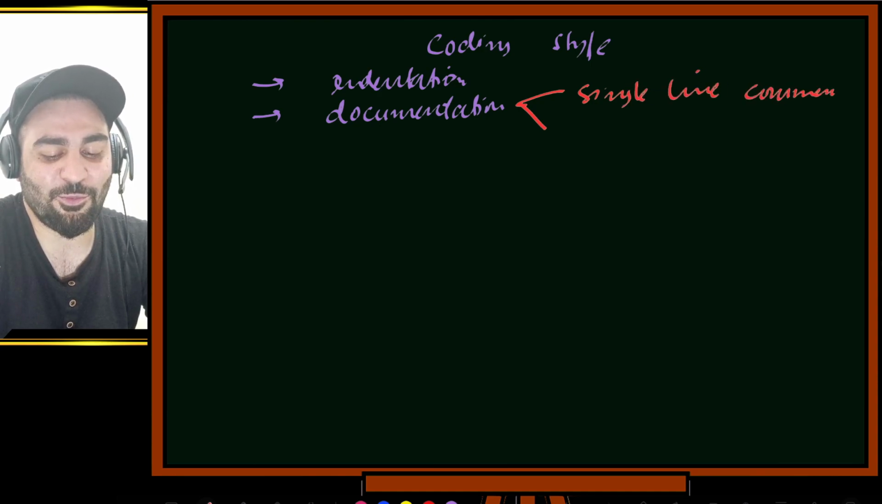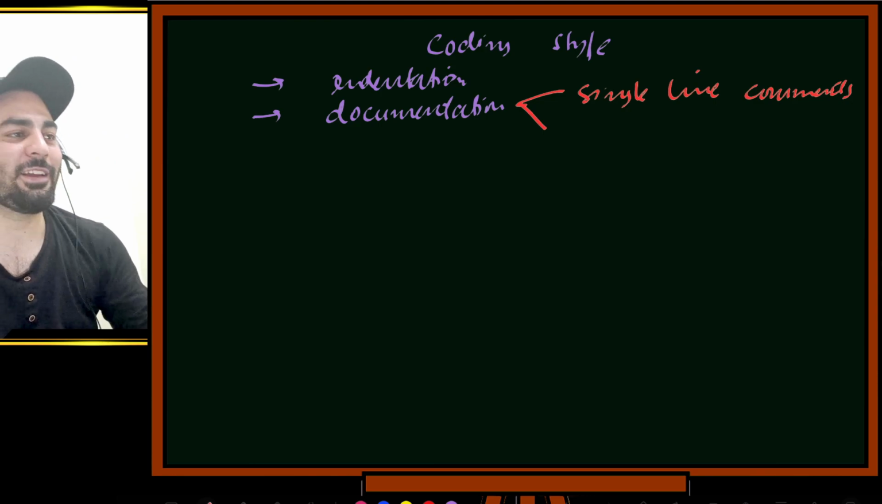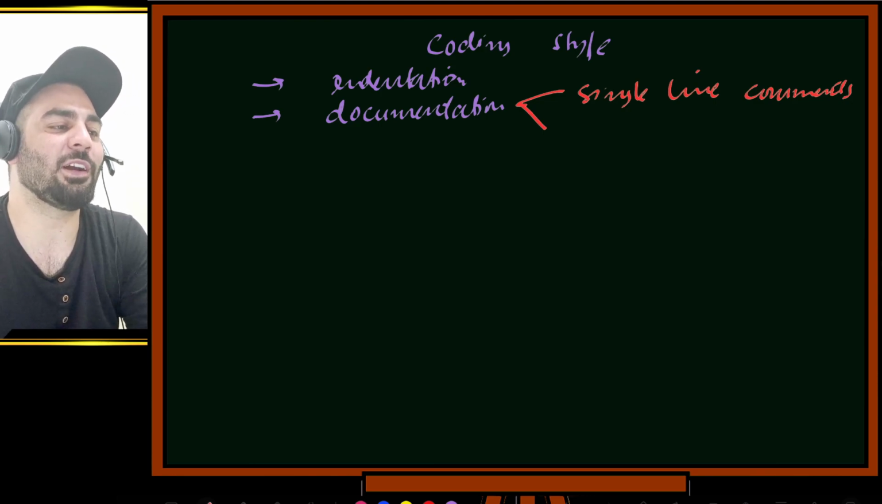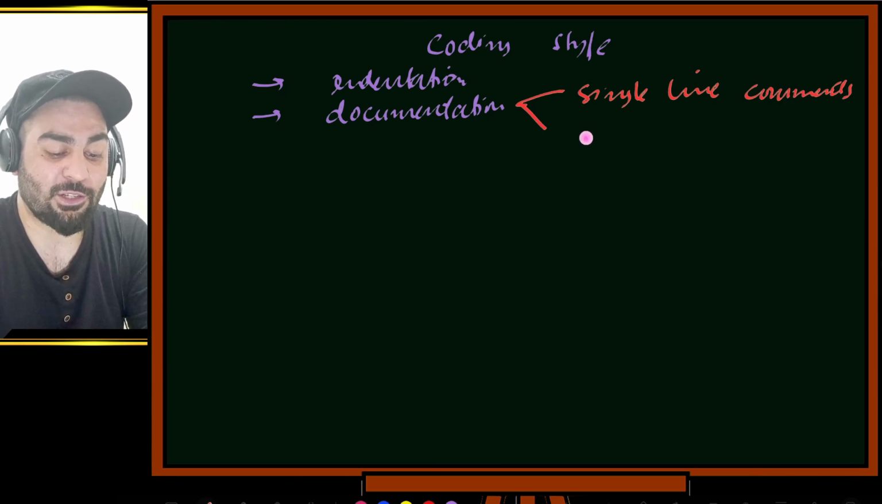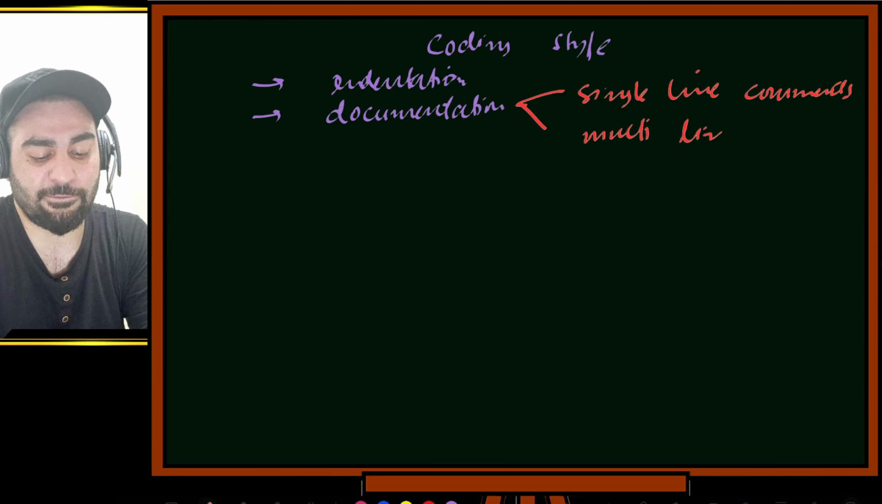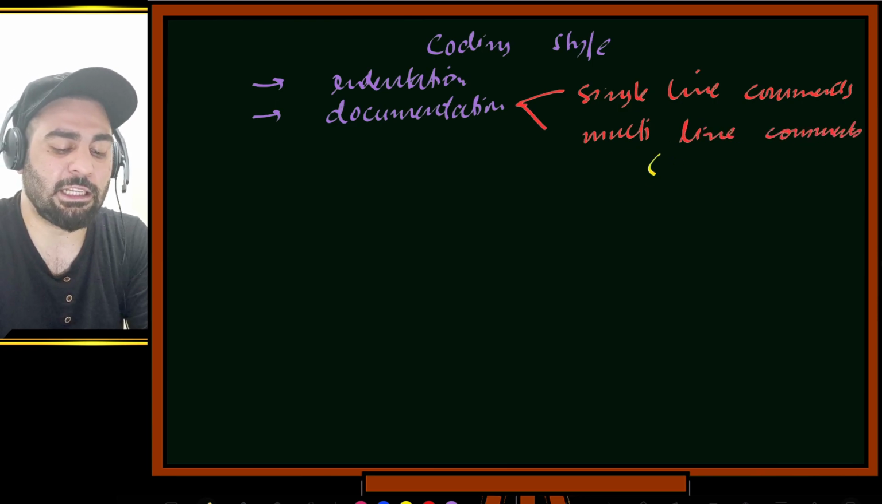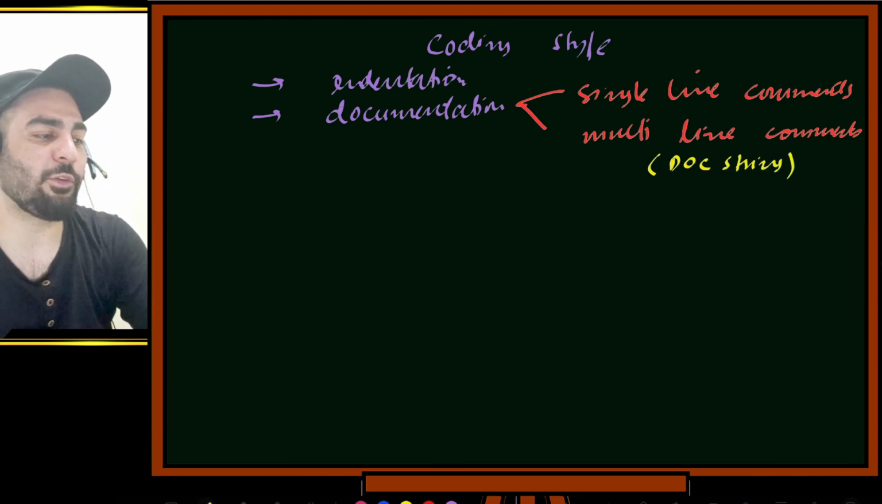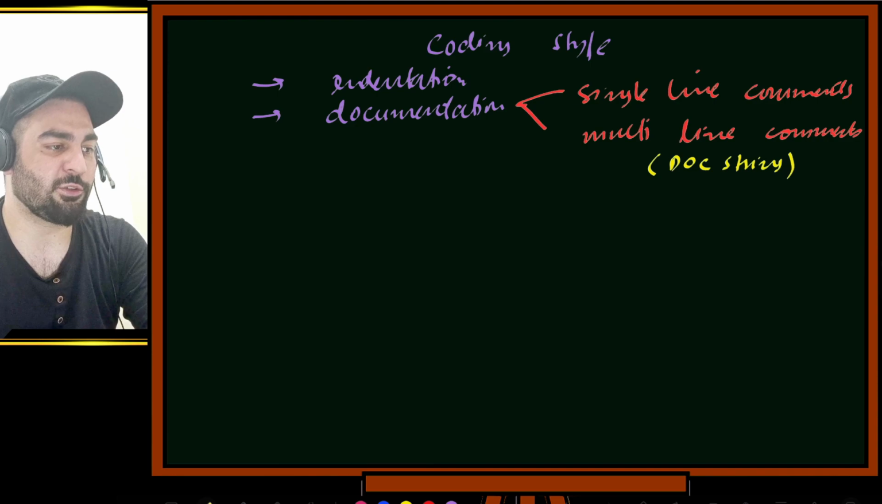People here who might be coding since 2-3 years or 4-5 years might be annoyed, but it's all right because they are undergrad people who want to learn all of this. And then we have what are called multi-line comments. In a function it's also called a doc string, a documentation string. So when you write something, you write a documentation for that.